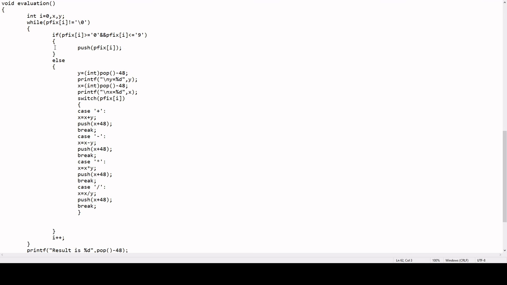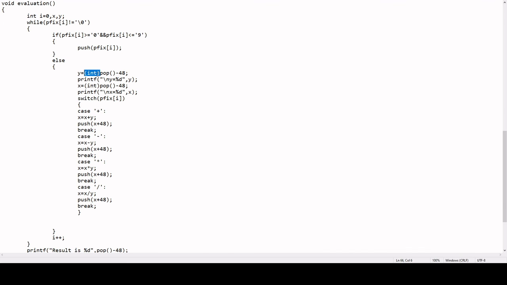If not, it means it's an operator. If it is an operator, we have to pop two elements out of the stack, and the first element popped out becomes the second operand, whereas the second element popped out becomes the first operand. So that's what we are doing. We are popping an element out. As the element popped out would be a character type, we will have to convert it to an integer. So this is a typecasting we are doing.